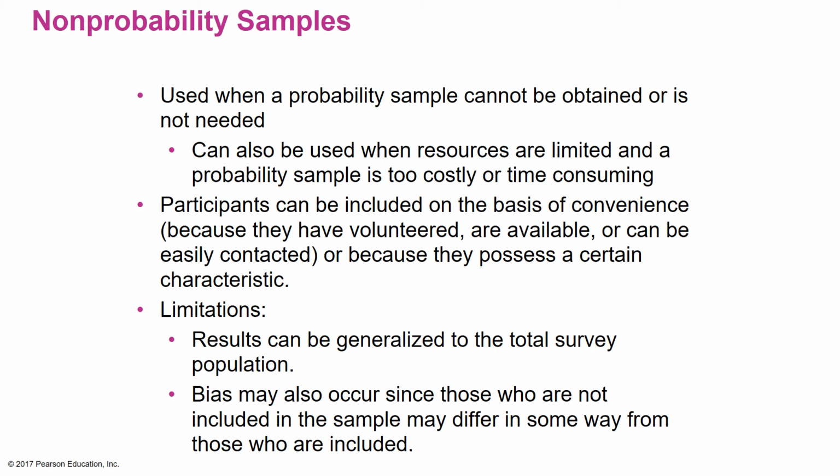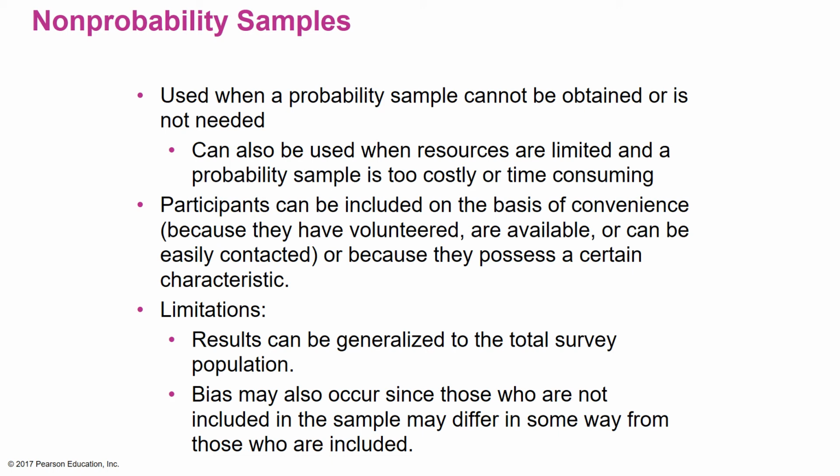So, what are limitations with non-probability samples? Kind of talked about this as we go along. Results can be generalized to the total survey population, but not necessarily the population that you're interested in. So, okay, I collect a sample and I survey members from Boca Raton, and based on their responses, I want to say something about all the other people that also live in Boca Raton. With non-probability samples, sometimes you limit your ability to generalize to that extent.